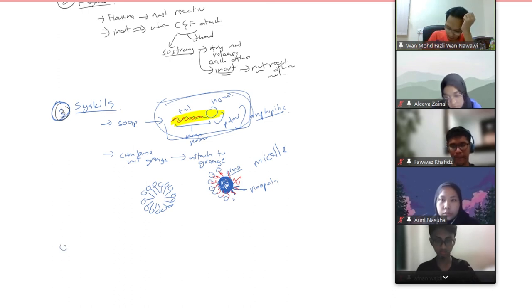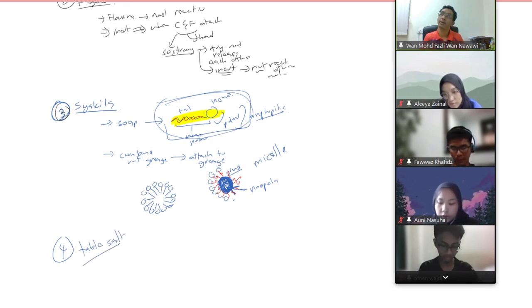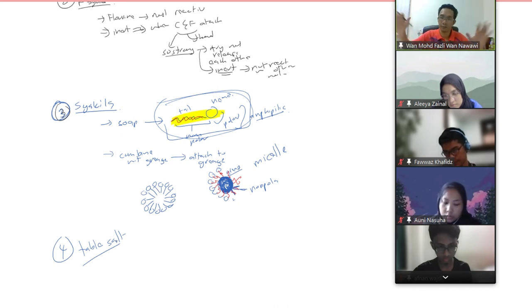Tell me, for number four, for the table salt, why it requires a lot of energy, up to 800 Celsius, to break it, but why it's easier to dissolve the salt in water? Why do you need a higher temperature to break the salt, but you can easily dissolve the salt in water at room temperature? Why at one point you need a lot of energy in terms of heat, 800 Celsius, but in water you just put in the salt at room temperature and it dissolves? So why?